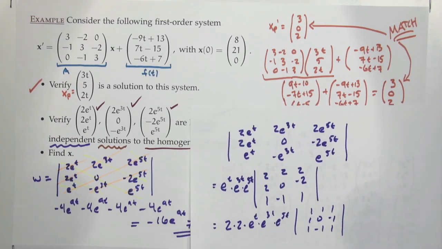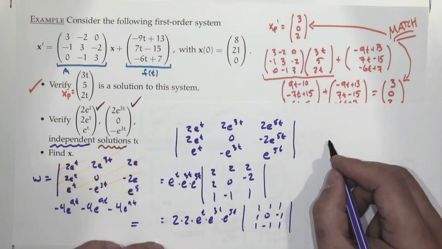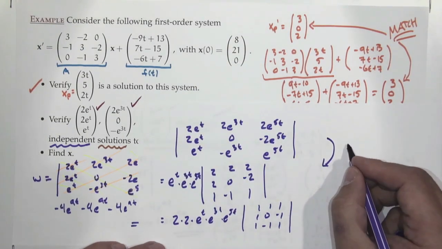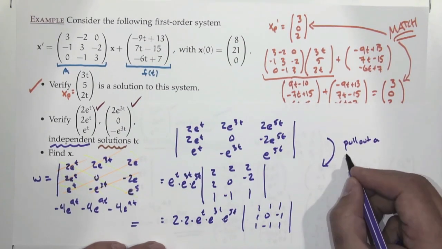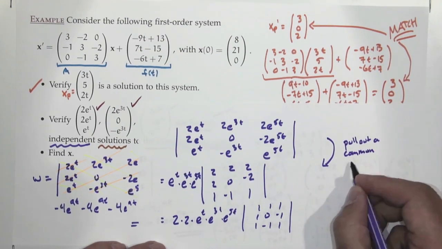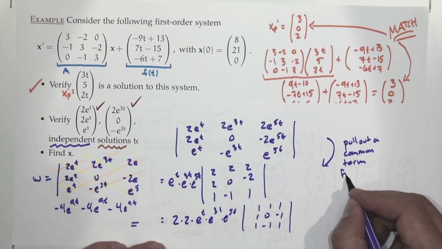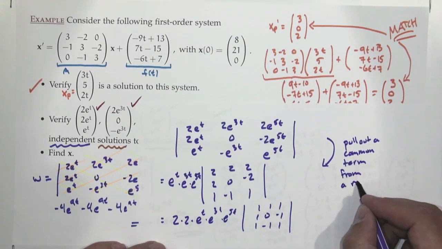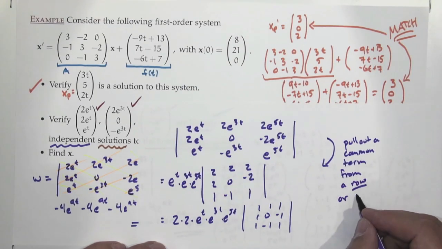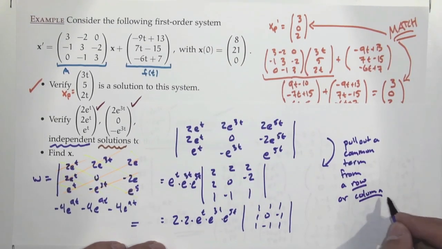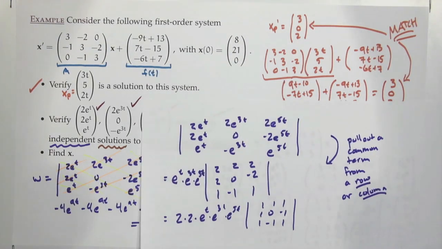But make sure if you're doing this, you know how to follow the rules. You can pull out a common term from a row or a column. This isn't scaling. I just want to point this out. Scaling says you pull it out from all the terms. This says you pull it out from just a row or just a column. And the determinant will be left as is.